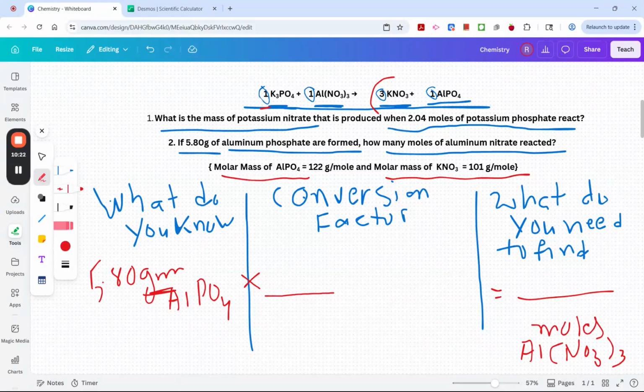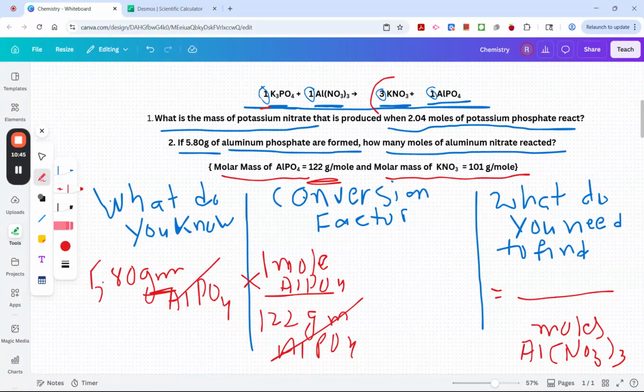So how will we convert grams into moles? This time I need the answer in moles, so I will write moles at the top. 1 mole of aluminum phosphate is equal to, you can see, 122 grams of aluminum phosphate. Grams out, moles in.